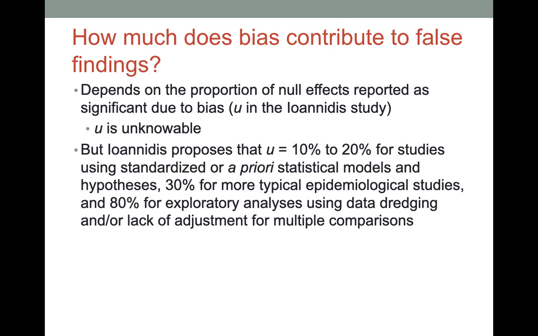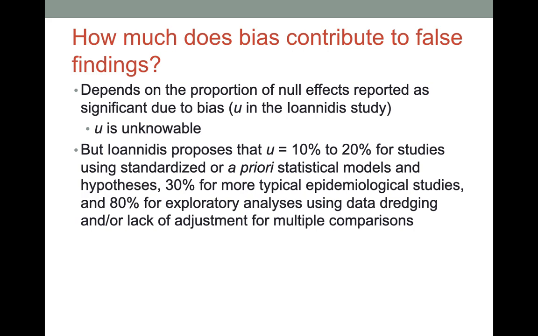In other words, the study was planned in advance before looking at any data. All the analyses were specified ahead of time, all the models exactly down to what kind of statistical model and how it would be run and how the data would be treated were designed in advance. And so those would have relatively low bias, he argues, of maybe only 10 or 20%. But more typical epidemiologic studies that include some kind of changing the models or adding hypotheses along the way might be more like 30% for the bias parameter.